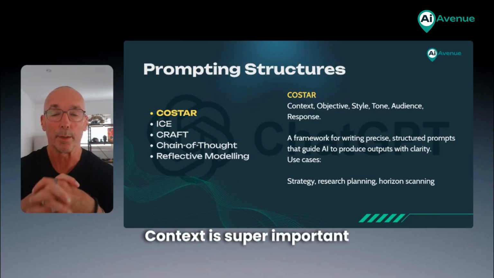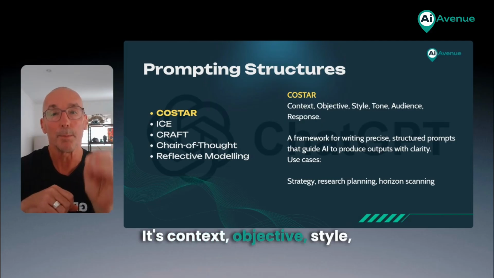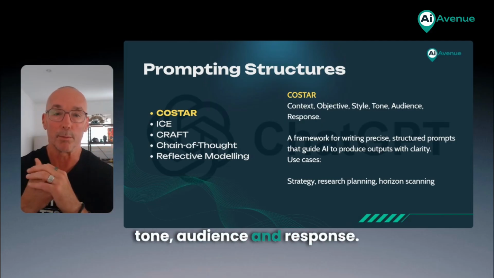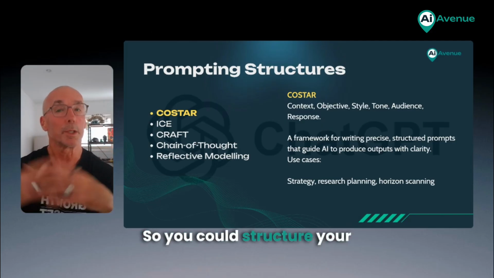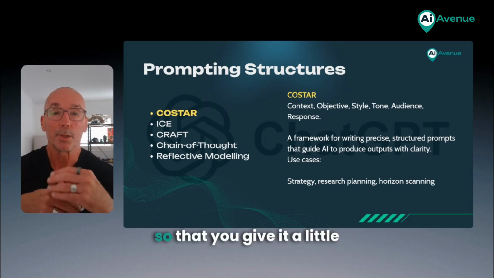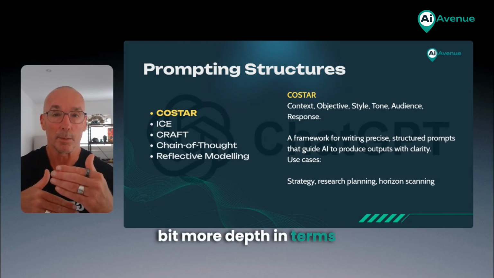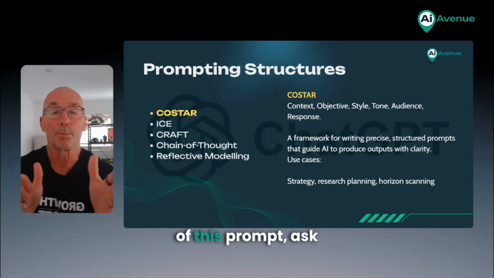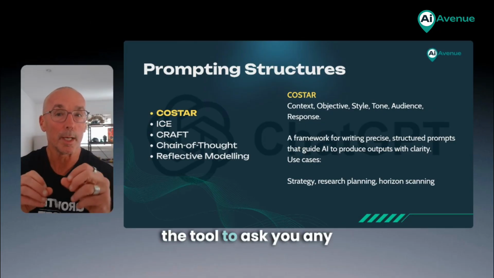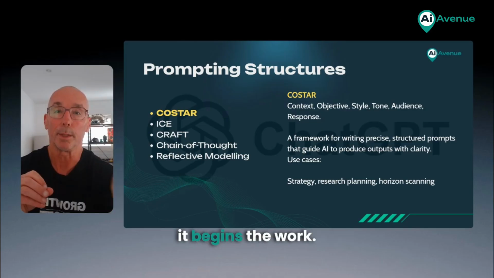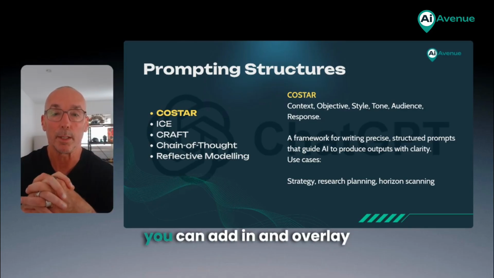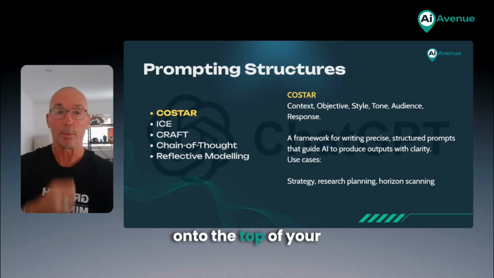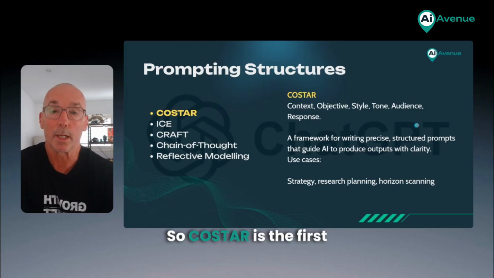Context is super important. In CoSTAR, it's context, objective, style, tone, audience, and response. So you could structure your prompt in that way so that you give it a little bit more depth in terms of the understanding of what it's trying to do. You could also, at the end of this prompt, ask the tool to ask you any clarifying questions before it begins to work. So that's another piece that you can add in and overlay onto the top of your prompting structure. So CoSTAR is the first one.